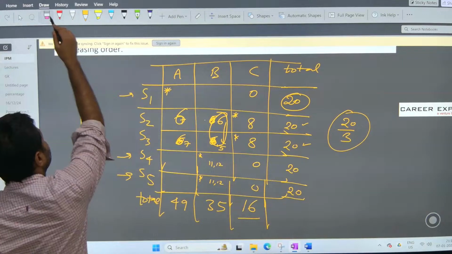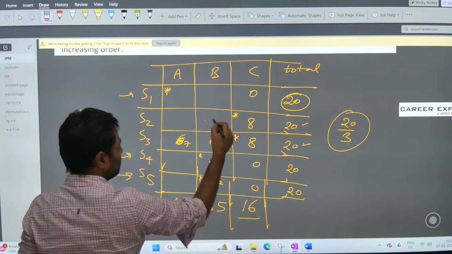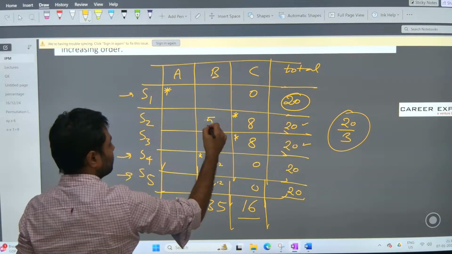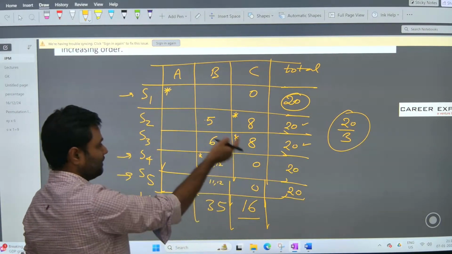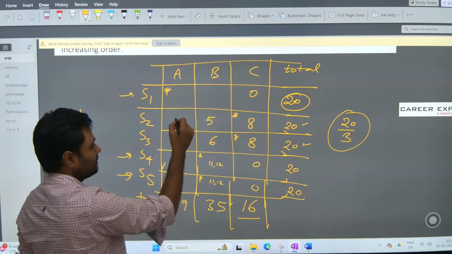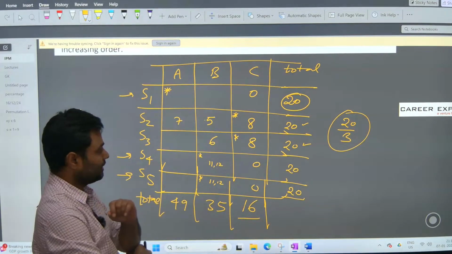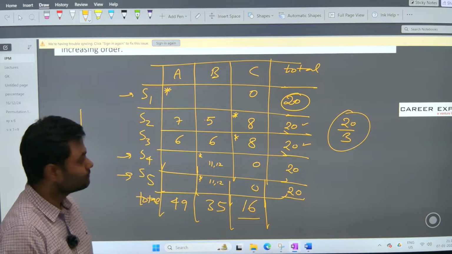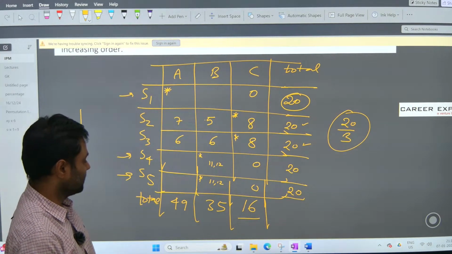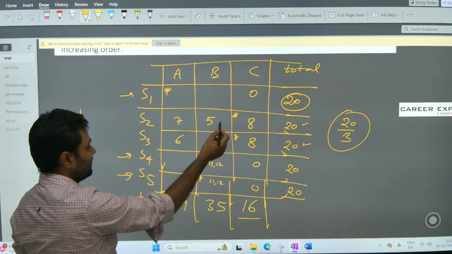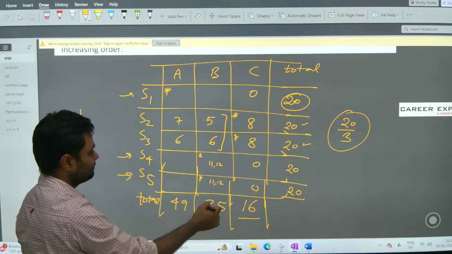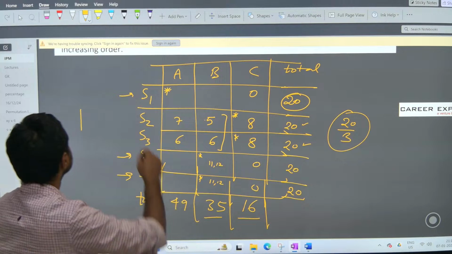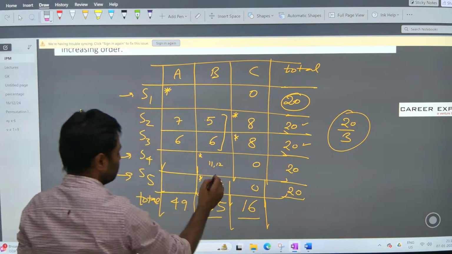So I will write it again. Party B must get 5 votes here and 6 votes here. And accordingly, 7 votes for party A here and 6 votes for party A here. Fine. I hope this much is clear. So party B already has 11 votes, that is fixed. Total number of votes for party A, party B is 35. So now let us come to this part.